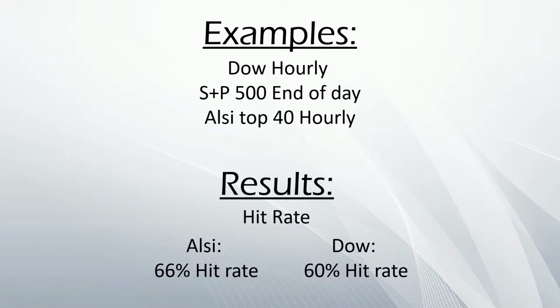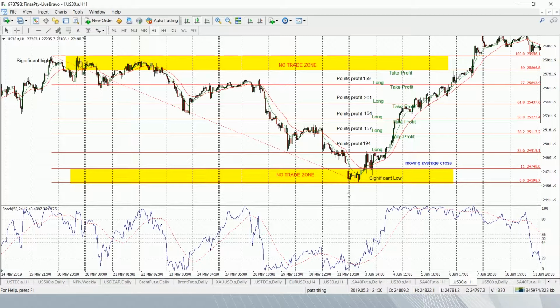Let's look at a couple of examples just as an introduction, and we're going to start with the Dow hourly. The Dow hourly triggers long would have taken place here, 23, 38, 50, 61, 77. So you can see just at a glance that as markets trend, we make money. And as they turn at the top and at the bottom, it stops us trading.